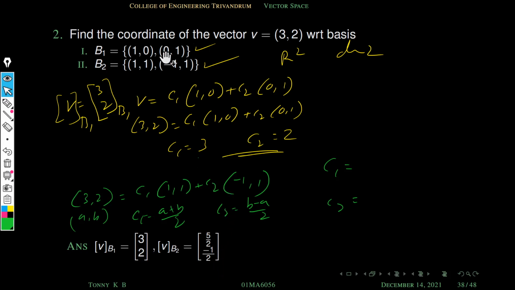So with respect to a basis, the coordinate is unique, and the coordinate differs with respect to the basis. If you change the basis, the coordinate is automatically different. But in later sessions, we will see there is a strong relation between these two. Suppose we have different coordinate matrices with respect to different bases for a particular vector, then there is a strong relation between them. We will see that in later sessions.